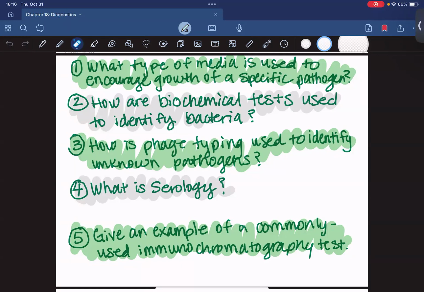Okay. All right. How is phage typing used to identify unknown pathogens? A phage only infects a certain species. So you can see if it infects your bacteria. If it does, it has to be that species of bacteria. Also, we're looking for plaques, just like we would be looking for zones of inhibition.